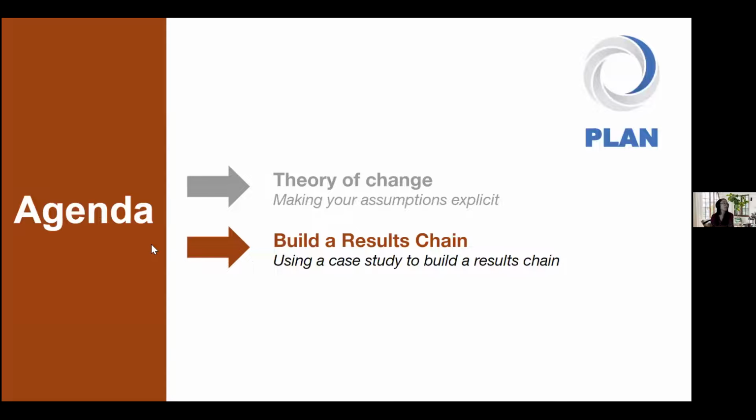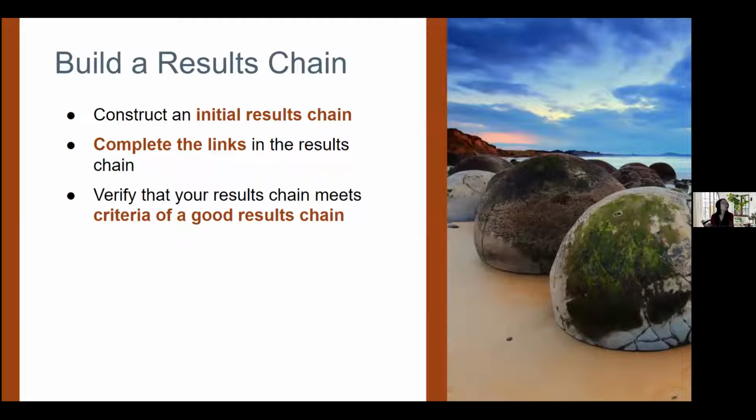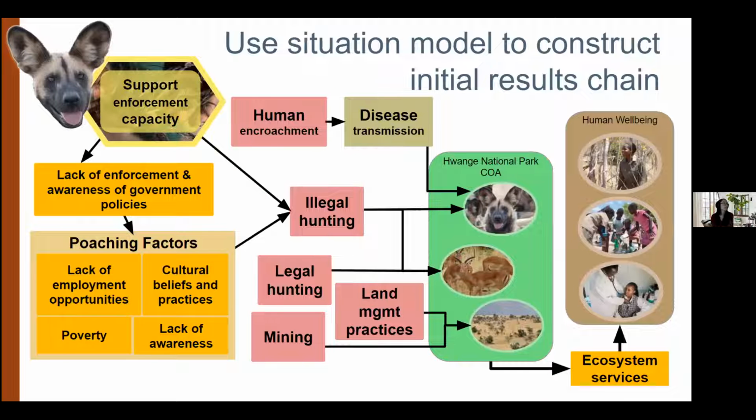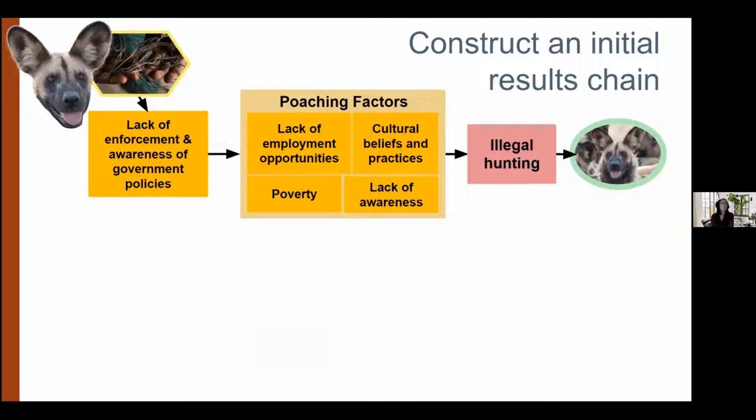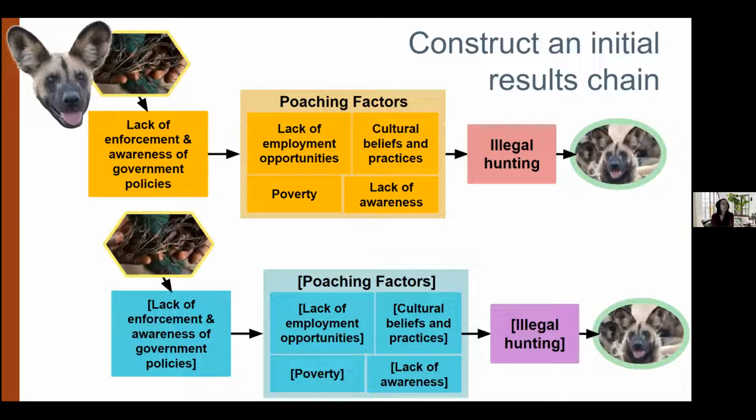So when we're building them, which is what we're going to do, we're going to construct an initial chain. It may not feel complete. Complete the links, and then look at those criteria we just discussed to make it a good results chain. In this detailed situation model here, you can think about which are the factors that we might want to develop a chain for, and then start to think of those as how can we turn them into results. How can lack of employment opportunities be addressed so that it's a result?